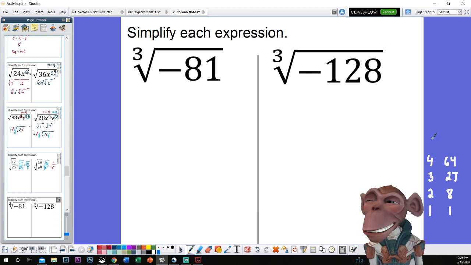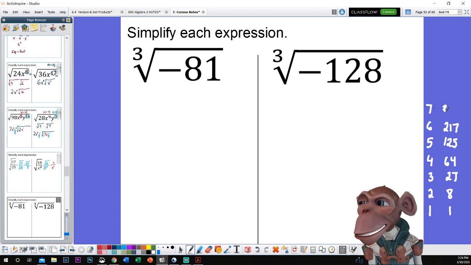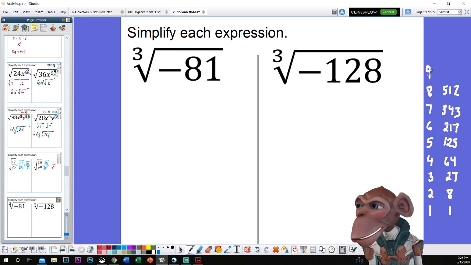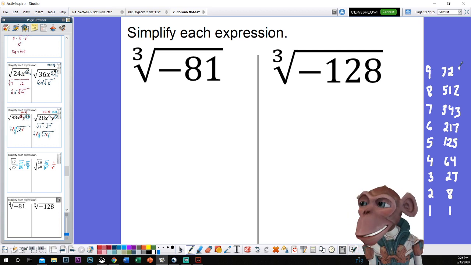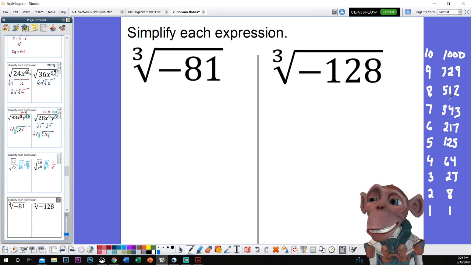5 cubed is 125. 6 cubed is 216. 7 cubed is, I don't remember, 343. And then once you get up to these bigger numbers, honestly, I don't even remember them. But 8 cubed is 512. 9 cubed is 729. And 10 cubed is 1,000. Probably you're not going to get up this high, but I put those there just for fun.